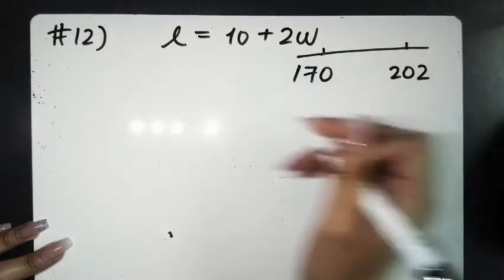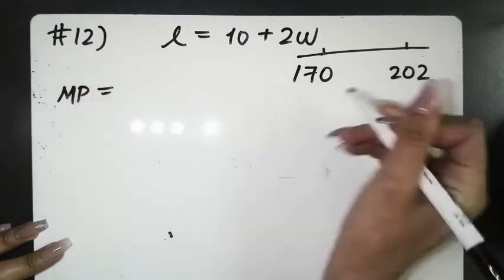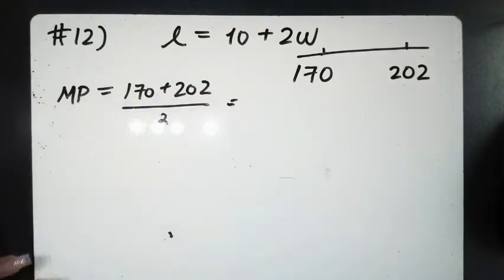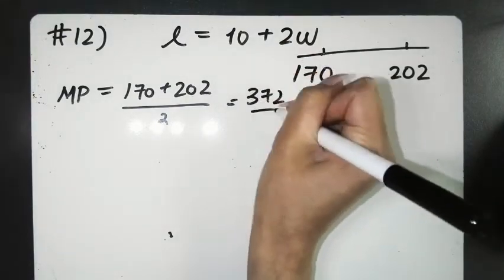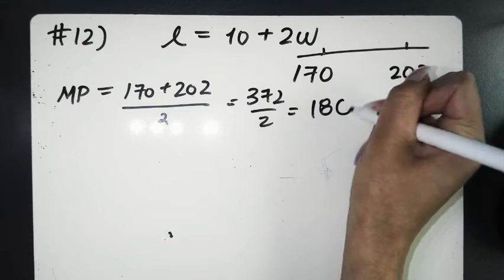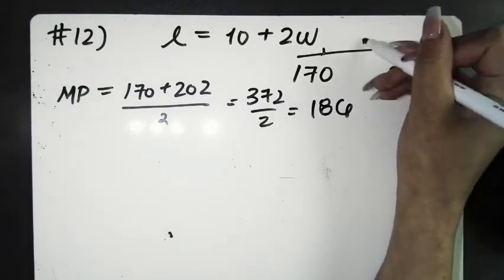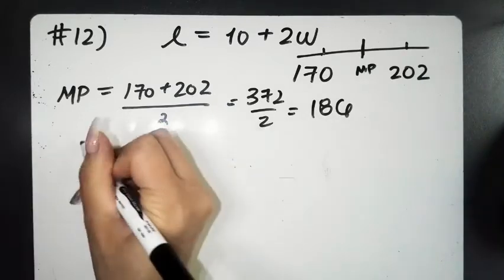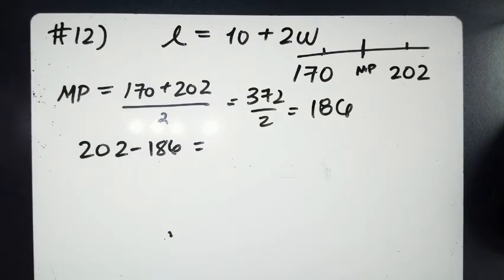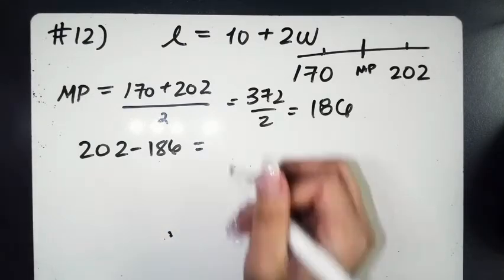So what do you want to find? You want to find the midpoint. The midpoint is going to be 170 plus 202 divided by 2. When you plug this in the calculator, 170 plus 202 is equal to 372 divided by 2, which is going to be 186. So this is your midpoint. After that, you need 202 minus 186, which is going to be 16.